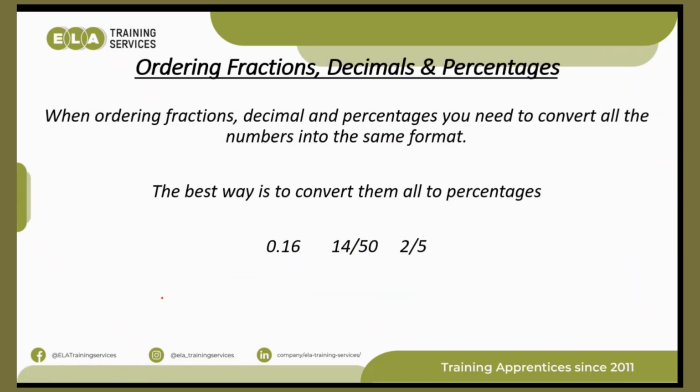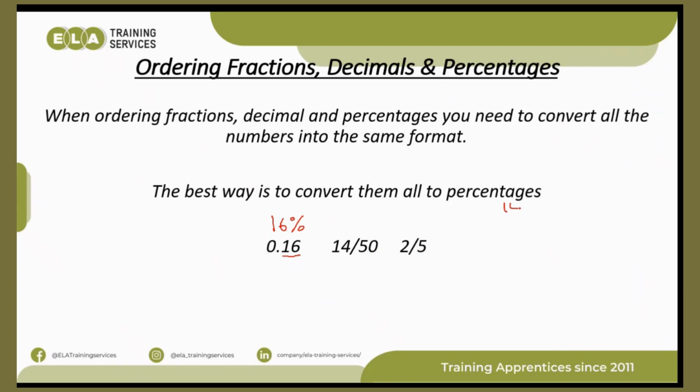Now what we're going to look at is using all that knowledge that we have gained to then order fractions, decimals and percentages. So when ordering fractions, decimals and percentages, you'll need to convert all the numbers into the same format. The best way to do this is to convert them all into percentages. So for example, we know that to get a decimal to a percentage, we need to times it by 100. But we also know a quicker way is just to put that number in front of the percentage mark. So it is 16%.